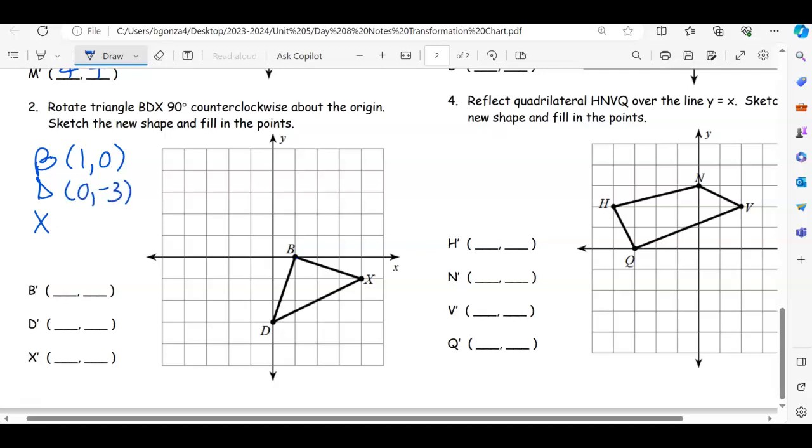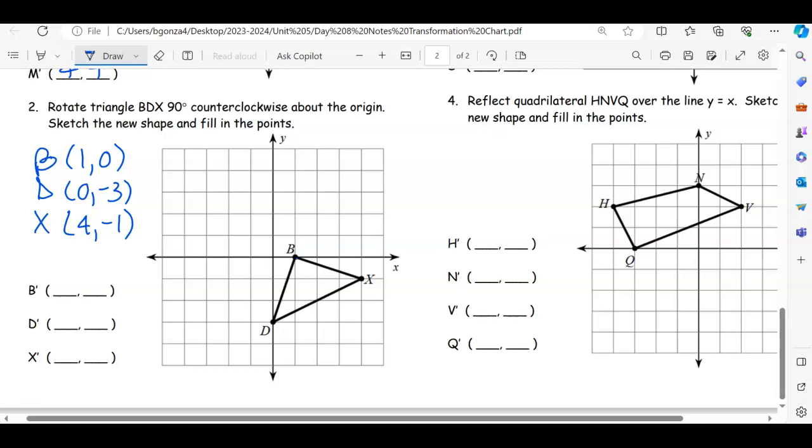And x, what's the x and the y? What do y'all think? Look over here. What's the x and the y of x? 4, -1, because it goes down. Okay, very good. All right, so that's step 1. Write your points. Step 2, what is the transformation?